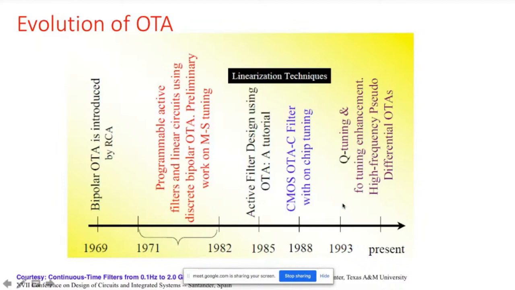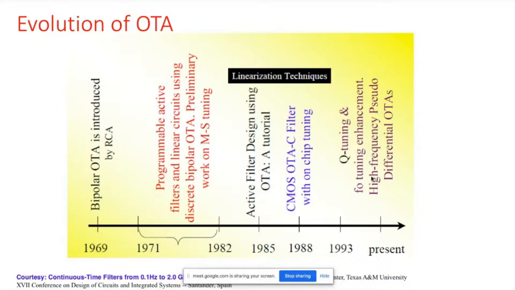The biggest advantage of this GmC filter or OTA-C based filter is that you can have tuning. That means you can vary the current and then you can vary the transconductance. Thereby you can vary the frequency range you want to be filtered. So that will be a kind of on-chip tuning.